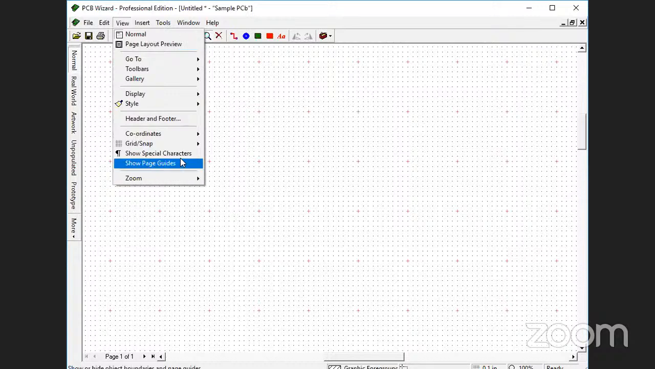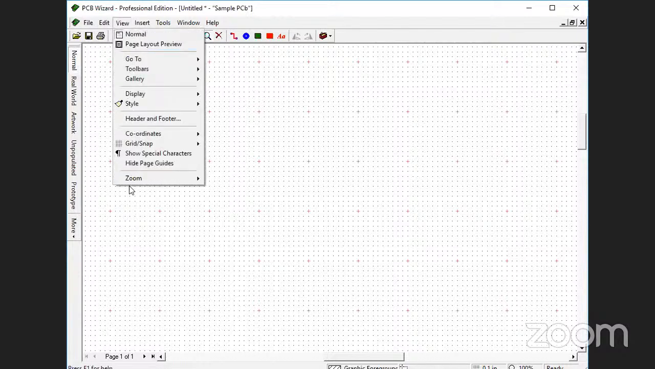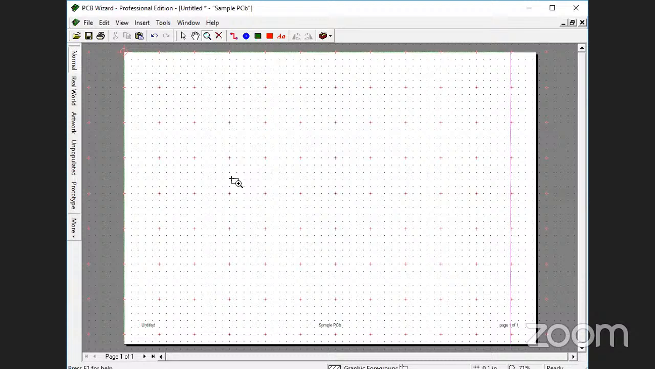Now after that, show the special characters if you wanted to insert any. Show page guides. If I wanted to get a show page guide, then in that case you will get to that. Then if I wanted to zoom to the actual size or full page size, I will keep it to the full page. So you can see, you will get this full page now.